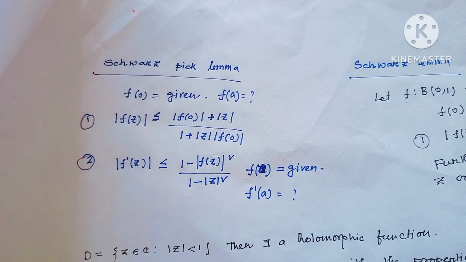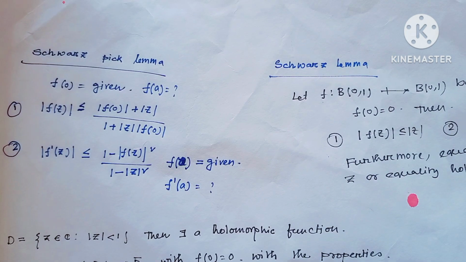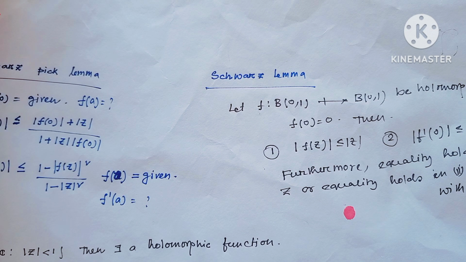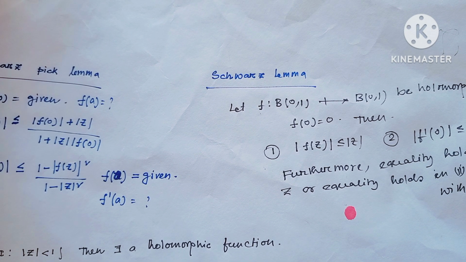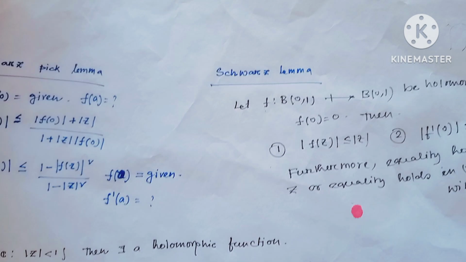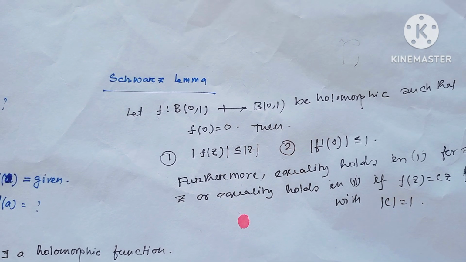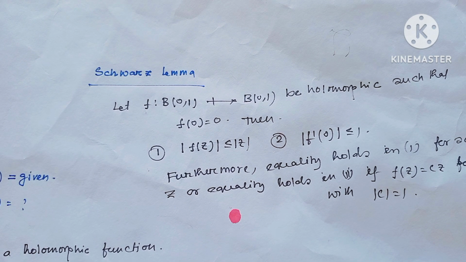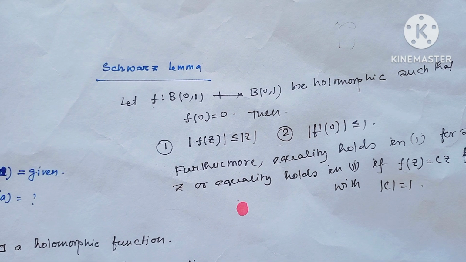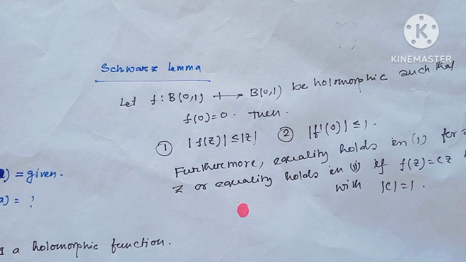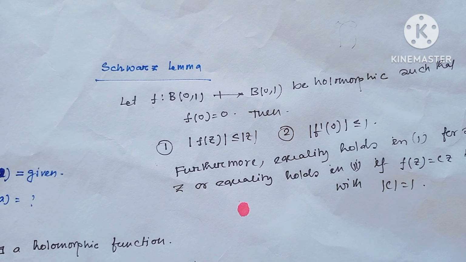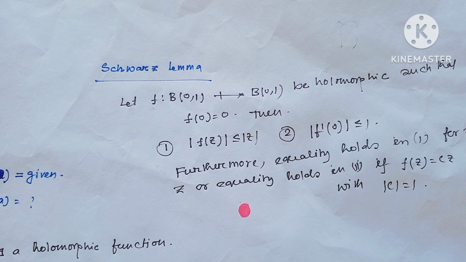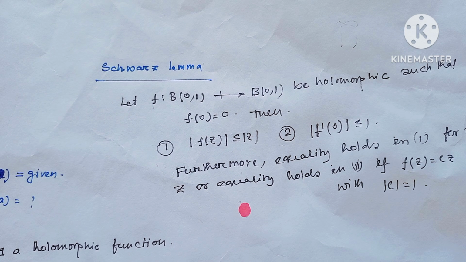Today's goal of this lecture. In my previous video I had seen Schwarz Lemma. I had seen Schwarz Lemma is when f defined from B(0,1) to B(0,1) is a holomorphic function or analytic function. Holomorphic and analytic are actually the same. With the condition f(0) = 0, first, |f(z)| ≤ |z|. Second, |f'(0)| is always ≤ 1.